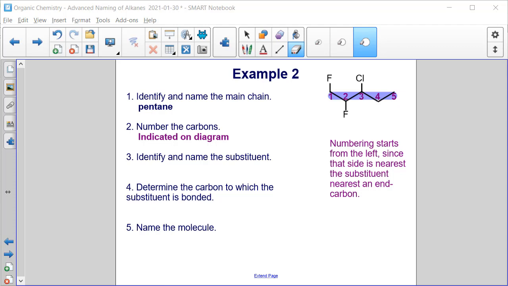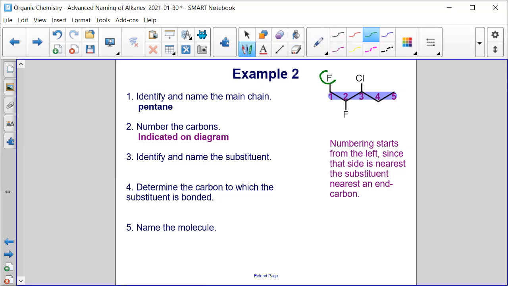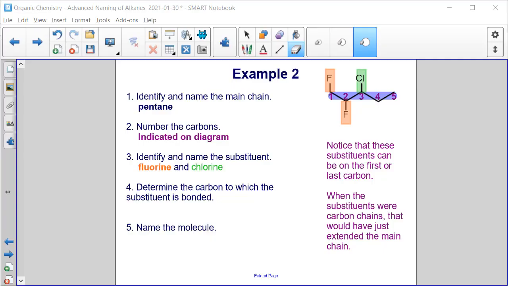All right, so now we need to identify and name the substituent. So we have two different ones. We have F, so we have 2 fluorines, which we'll call fluoro, right? And 1 chlorine, which we'll call chloro. All right, so we've identified in orange the fluorines and in green the chlorine.